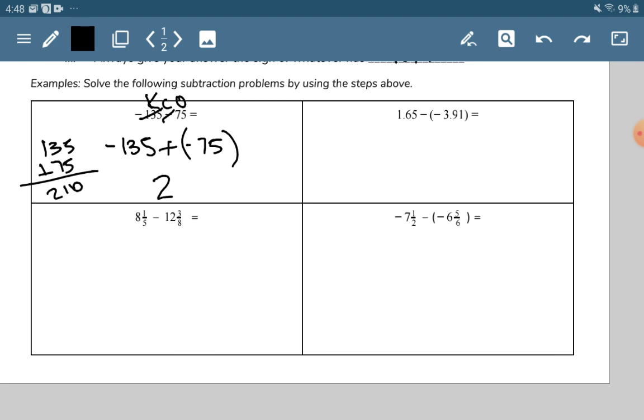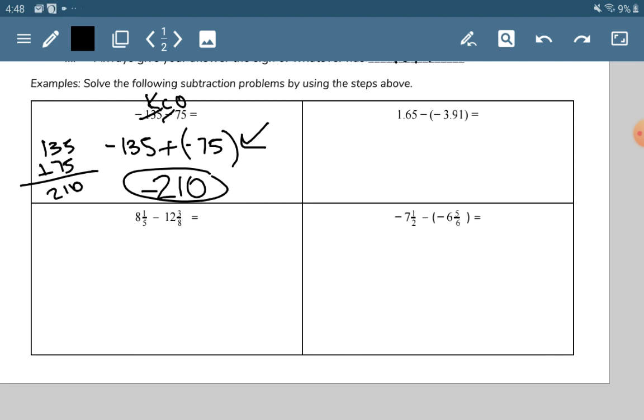If I stopped there, I would have about a 50% chance of getting it wrong. And the reason for that is I have not checked the sign of my answer yet. Go back to your addition problem. Look at what you have more of. In this scenario, I am looking at my 135 because that's the number with the larger absolute value. It's a negative, so I have more negatives, and therefore my answer will be negative at the end.